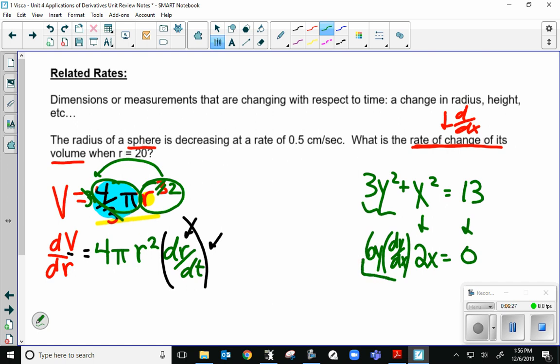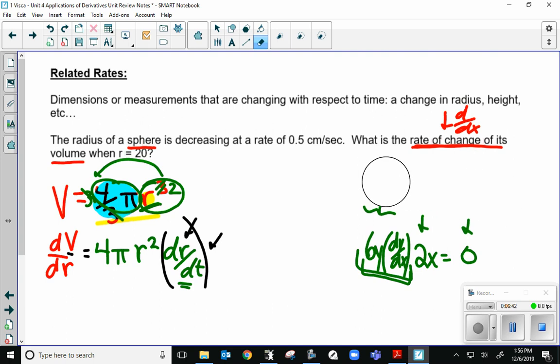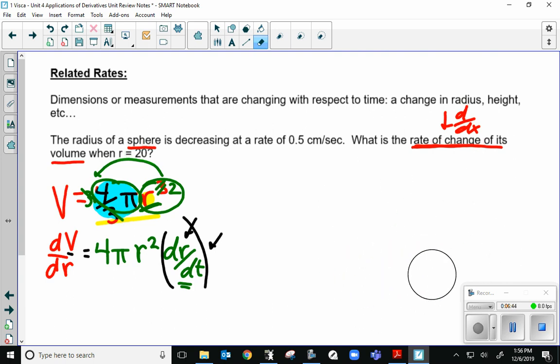The same thing happens with related rates. I have to take the derivative of r cubed, right? So I take the derivative of r times dr dx, or in this case, dr dt. Same thing with implicit differentiation. That's the easiest thing I can always bring it back to, to help you make that connection.